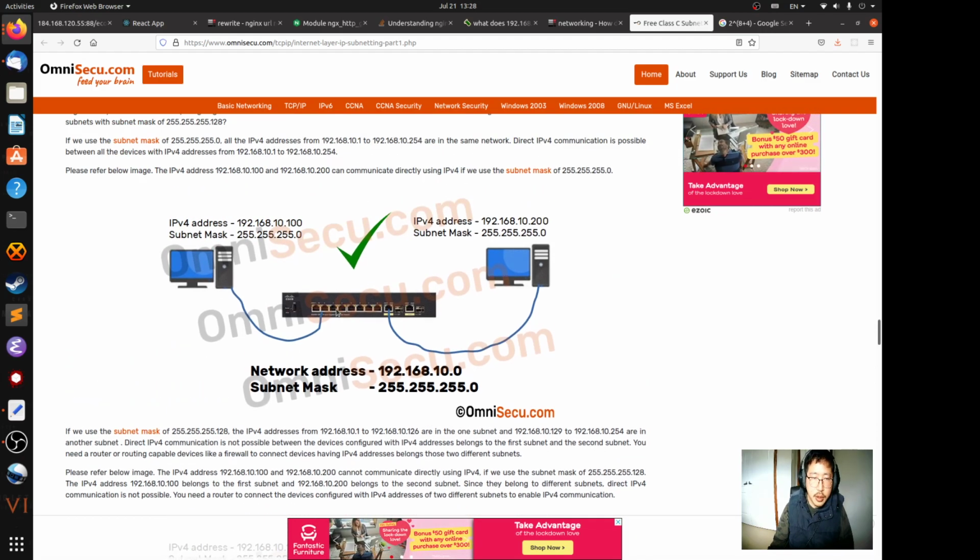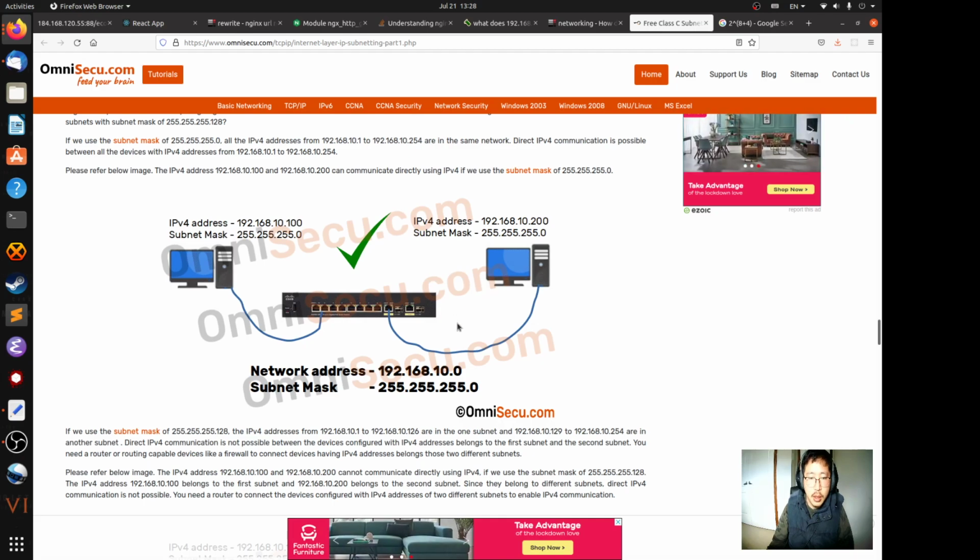Okay, this diagram is saying if it's a default class C network. How do we know that? You know it by the subnet mask. 255.255.255.0 is the default class C, and as you can see here, the last octet is 0. That means there's only one network. So these two IP addresses, 192.168.10.100 and 192.168.10.200, belong to the same network, so they can ping each other.